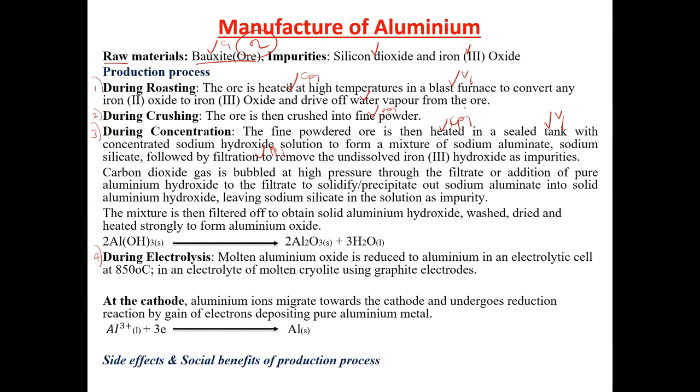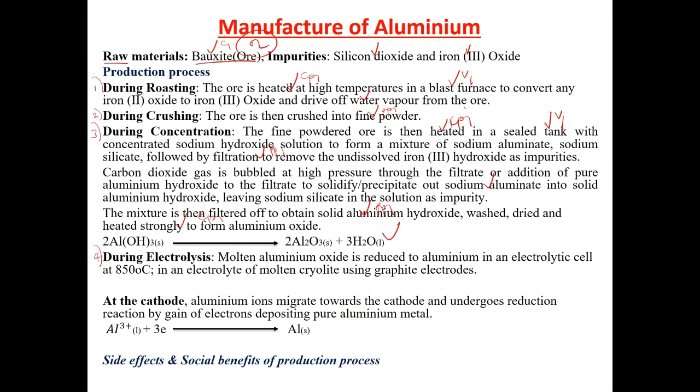I'm doing all this to show you where the marking points are. Carbon dioxide gas is bubbled at a high pressure through the filtrate, or pure aluminium hydroxide is added to the filtrate, to precipitate out the aluminium hydroxide. Then the mixture is filtered off to obtain solid aluminium hydroxide. This is the physical process, which is washed, dried, and heated strongly. This heating is a chemical process to form aluminium oxide. So that is our equation.